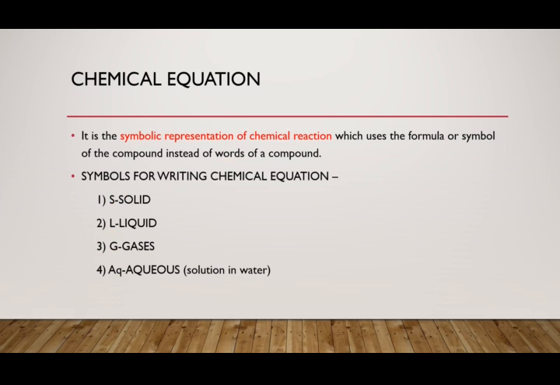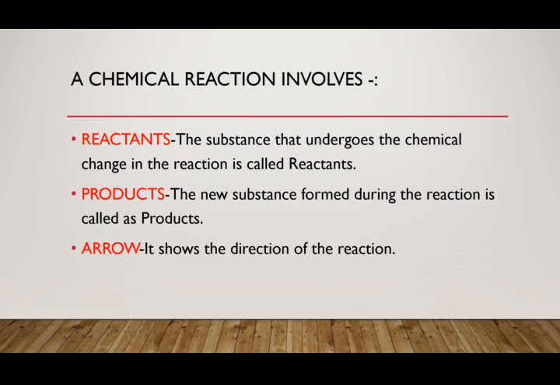Now while writing the chemical reaction or equation, there are three components involved: reactants, products, as well as the arrow. Now we'll be seeing each one. So first is the reactant. Now what are reactants? Reactants are always written on the LHS side, whereas products are always written on the RHS side. So basically the reactant is nothing but a substance that undergoes the chemical change.